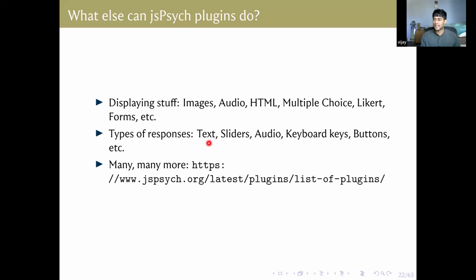You can have free response texts. You can have a Likert style slider. You can ask them to speak into the computer. So if you want think aloud data, you can use jsPsych for that. It's just keyboard responses. You can show buttons on the screen and they can click them. But yeah, there's many other types.